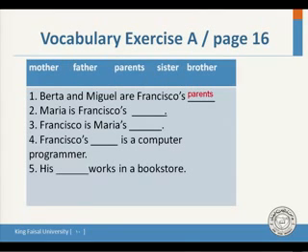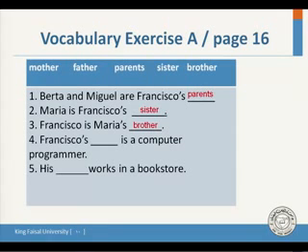Sentence 2, Maria is Francisco's what? Maria is Francisco's sister. She is his sister. Number 3, Francisco is Maria's, this is the opposite. Francisco is Maria's brother. He is her brother.